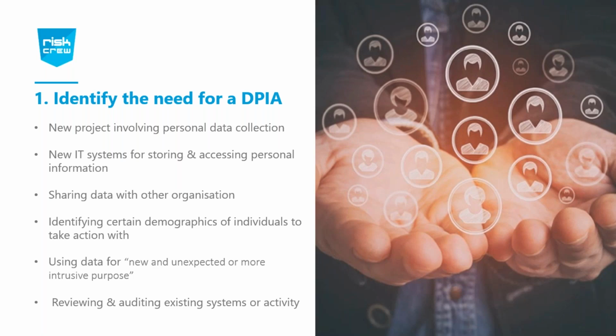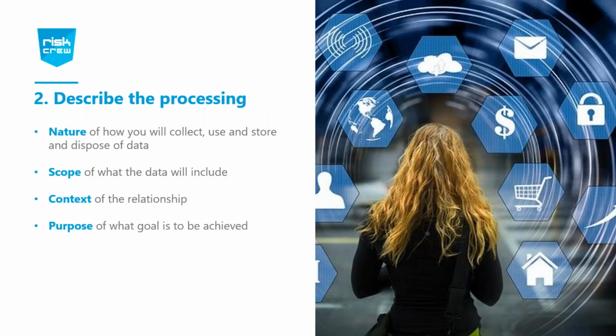So all these are the kinds of processes that you'll be undertaking that actually need a DPIA. But the first step of a DPIA is to identify the reason you need that DPIA. What is it that causes you to need that DPIA to take place? Then you have to describe the nature of the processing of the data. How will you collect the data, use it, and store it? What is the source of that data?